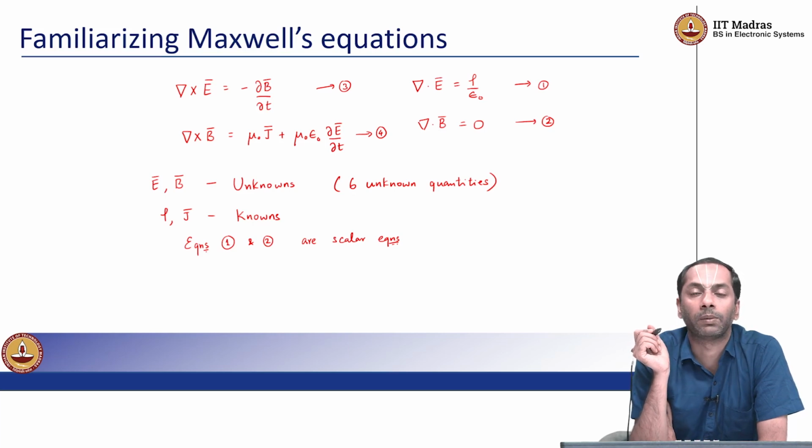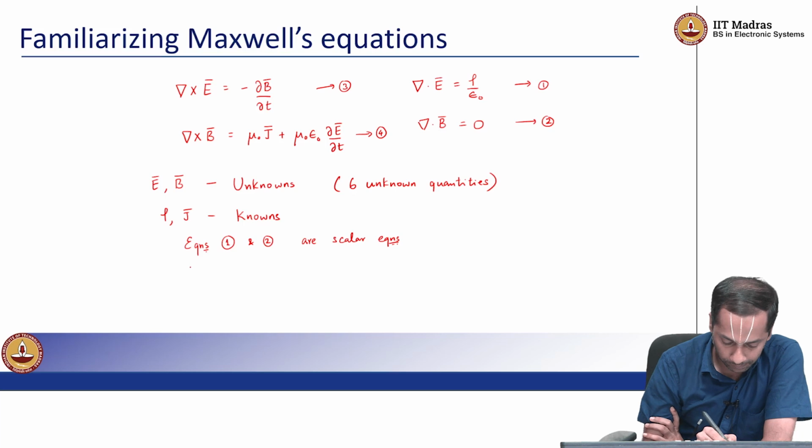Here again we come into a pickle. So equations 3 and 4 are vector equations, right? So we have vector field quantities on both the left hand side and the right hand side, which means that we have 3 equations each for equations 3 and 4, right?